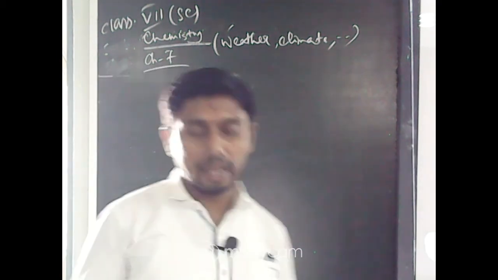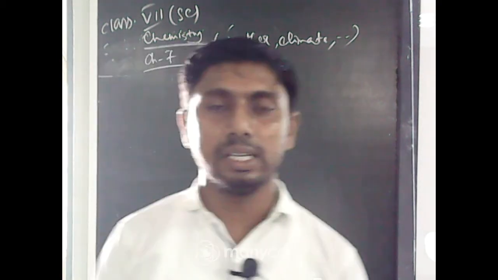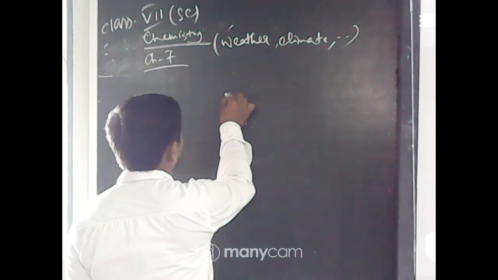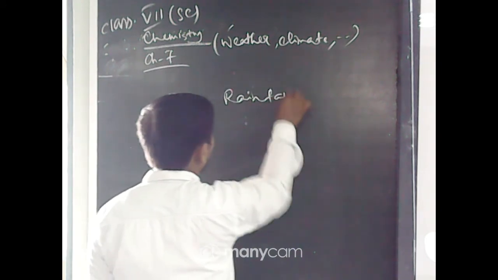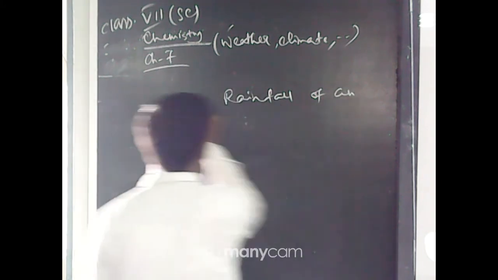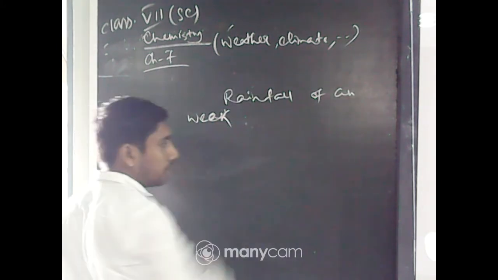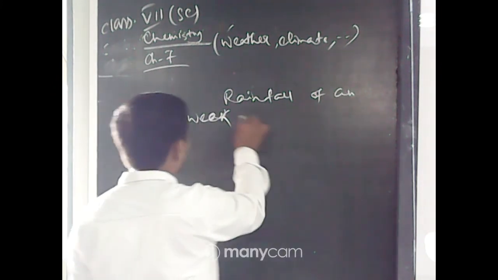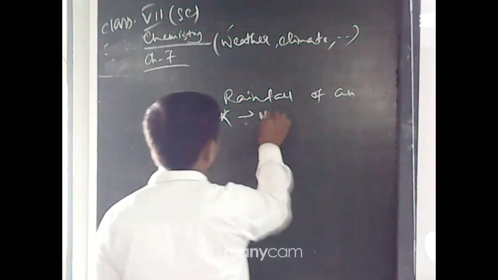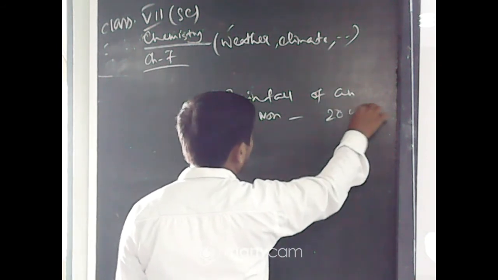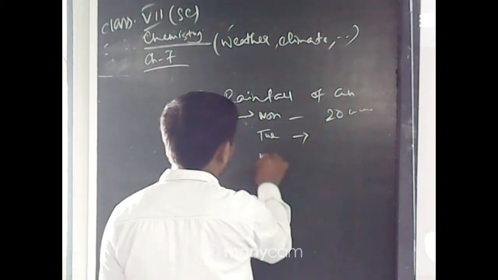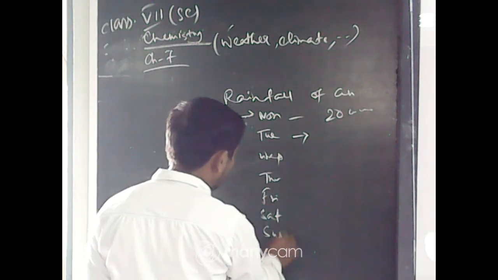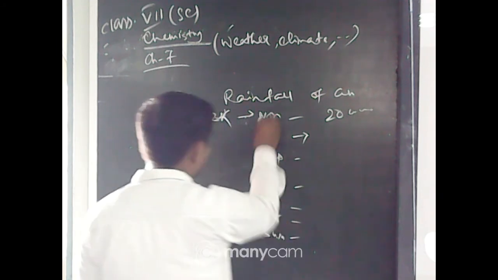The calculation of average temperature or average rainfall is very simple. Suppose the rainfall of a week is given. Now Monday, that is 20 millimeter. In the same way, Tuesday, Wednesday, Thursday, Friday, Saturday and Sunday. So how many days? 7 days.